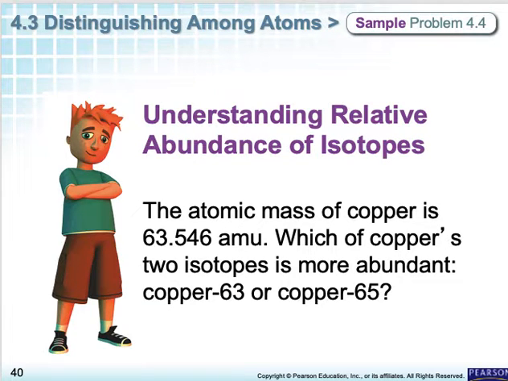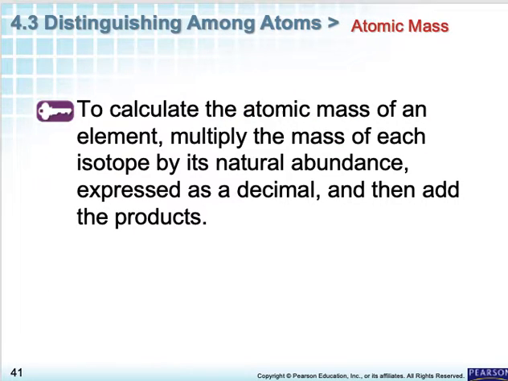So we have two copper isotopes here, copper-63 and copper-65. Since the average atomic mass for copper is 63.546, which one of the 2 isotopes is more abundant? Well, it would be the one that's closest to that average atomic mass, and 63 is closer than 65, so the most abundant of these 2 isotopes would be copper-63.